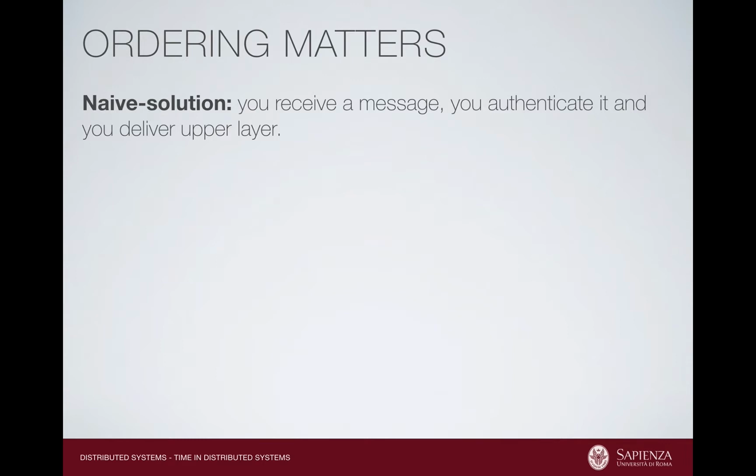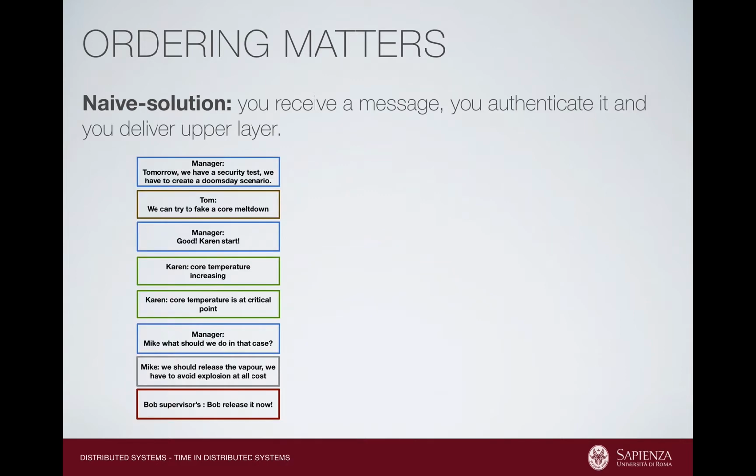A naive solution to implement your chat application is just sending a message to everyone, and then when you receive a message, you authenticate it and you deliver it to the upper layer. This works in the sense that you know that the sender is the actual sender, and you know also that the message has not been tampered with. You can also encrypt messages if you want them to be confidential. The problem is this example.